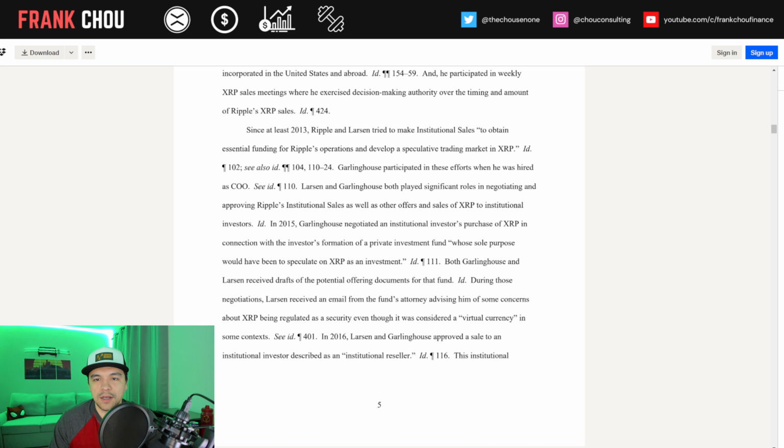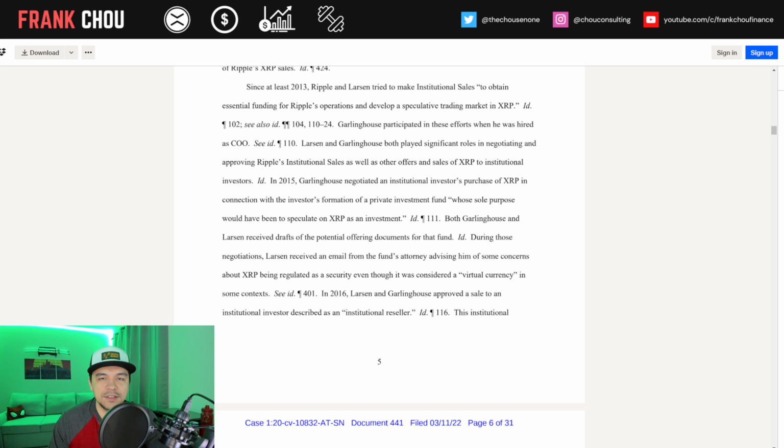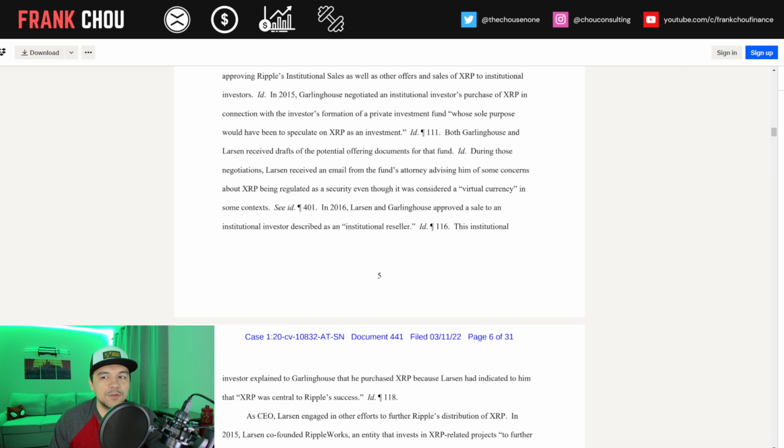Since at least 2013, Ripple and Larsen tried to make institutional sales to obtain essential funding for Ripple's operations and develop a speculative trading market in XRP. Garlinghouse participated in these efforts when he was hired as COO. Larsen and Garlinghouse both played significant roles in negotiating and approving Ripple's institutional sales, as well as other offers and sales of XRP to institutional investors.